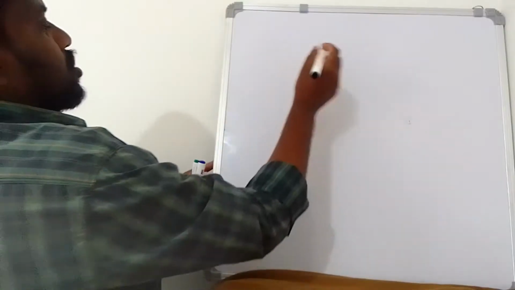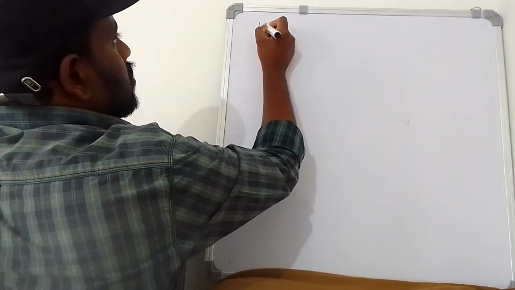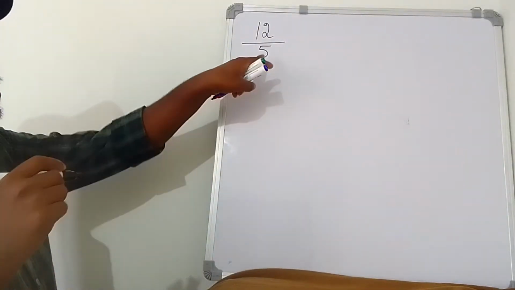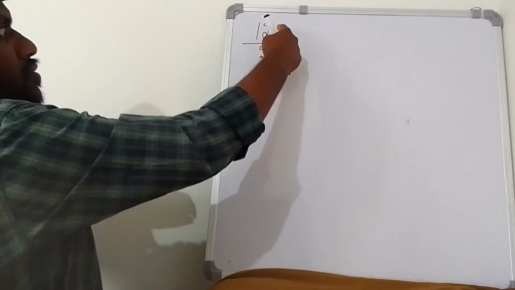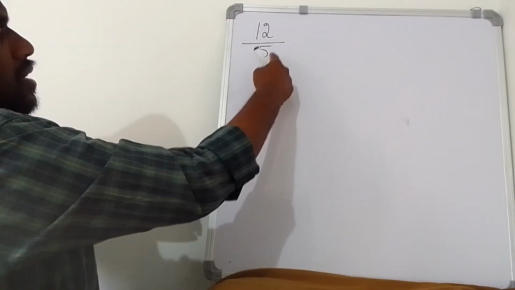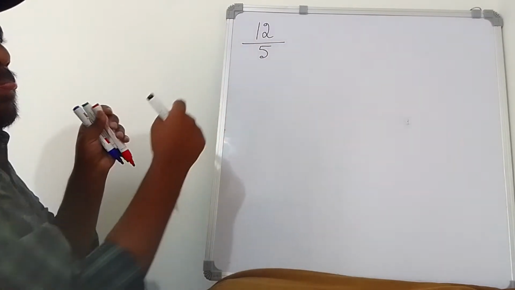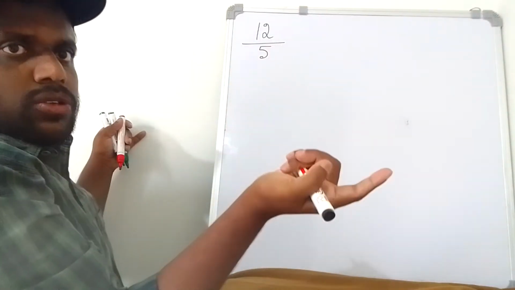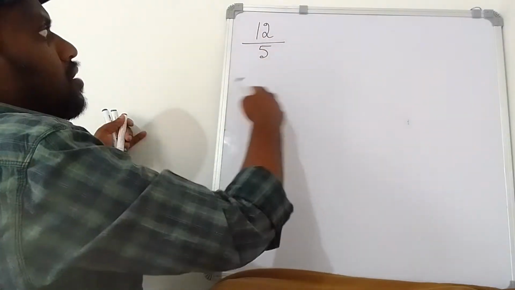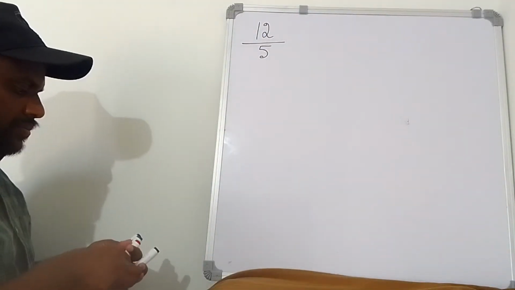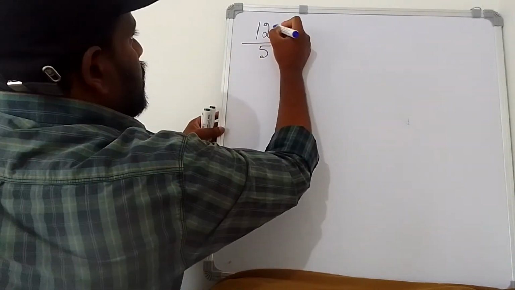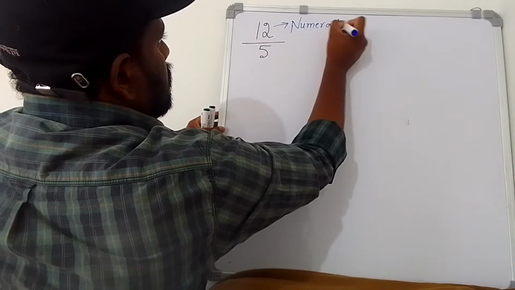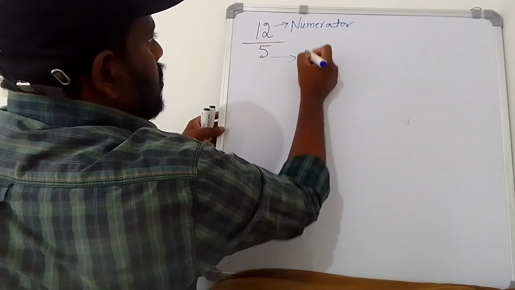The given fraction is 12 by 5. So this is a fraction. This is in the form a by b. Here a is 12, b is 5, and b is not equal to 0. Here 5 is not equal to 0, so that's why this is a fraction. This is the numerator, and this is the denominator.